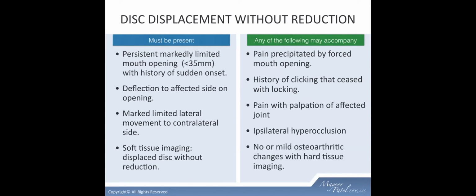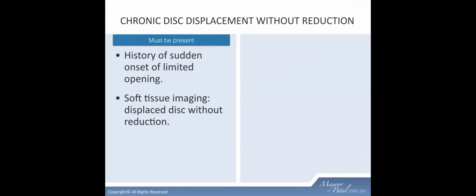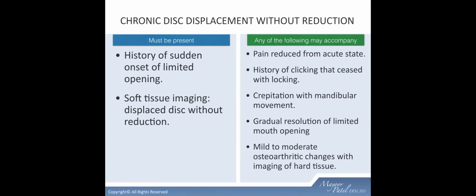In the early stages, you're not going to see any hard tissue imaging changes, okay? But if this condition stays untreated and enough time has lapsed, you may then pick up on some hard tissue bony changes. The chronic situation, once again: history of sudden onset, soft tissue imaging showing that soft tissue displaced without reduction, pain reduces from the acute state. When it slips, it hurts.